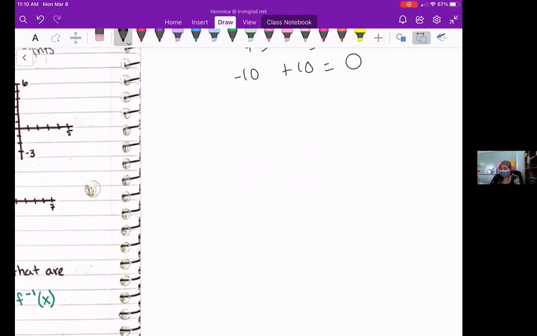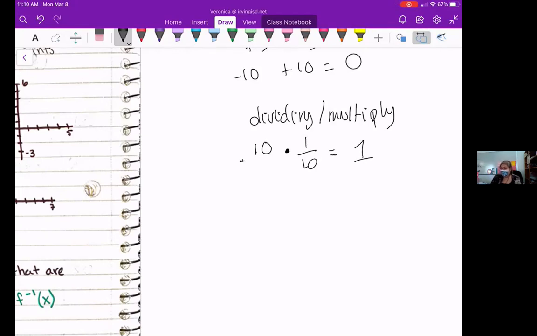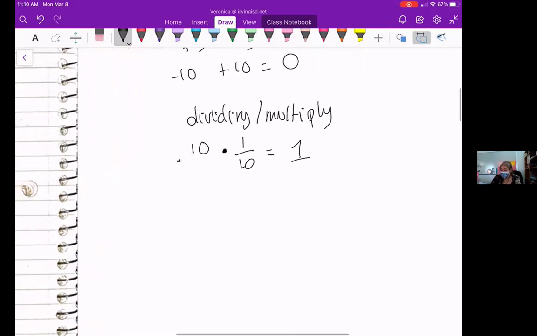Now, what about dividing? What is the inverse of dividing? Multiplying. And why is that? There are two ways we can see this. If I have 10, you can multiply by 1 over 10, and that's going to give you 1. Or another way you can look at that is you can do 10 divided by 10 is 1, right?